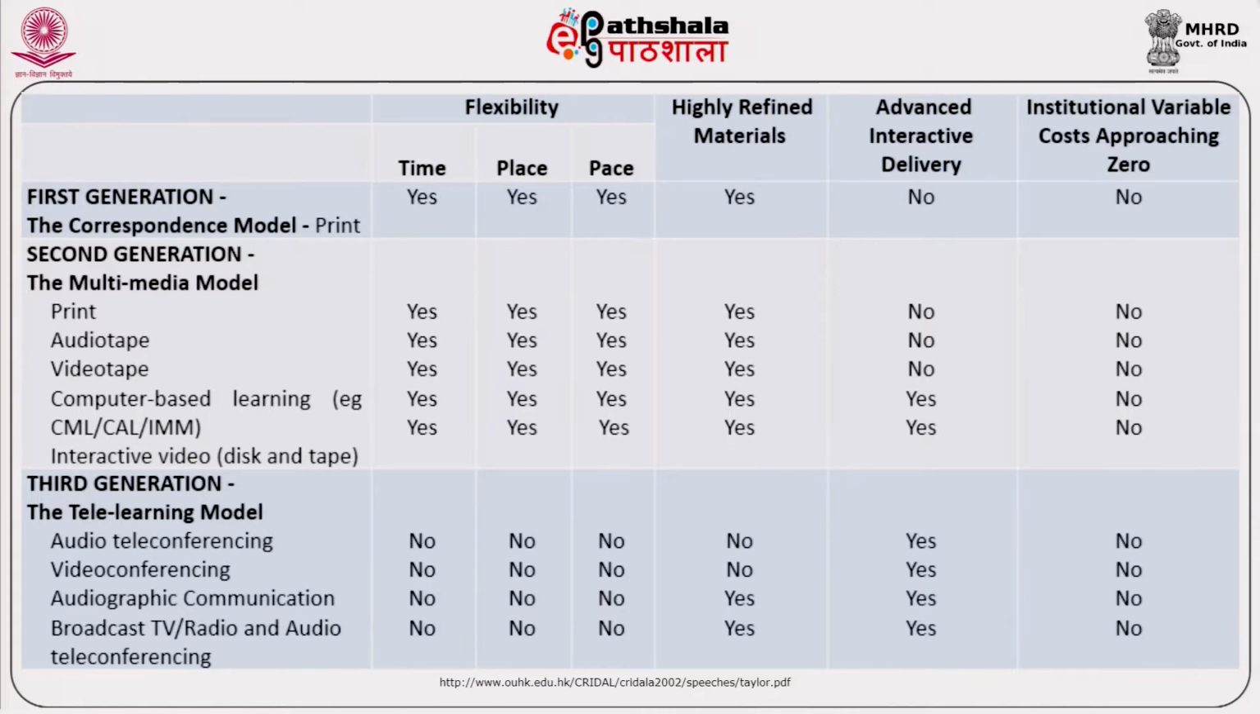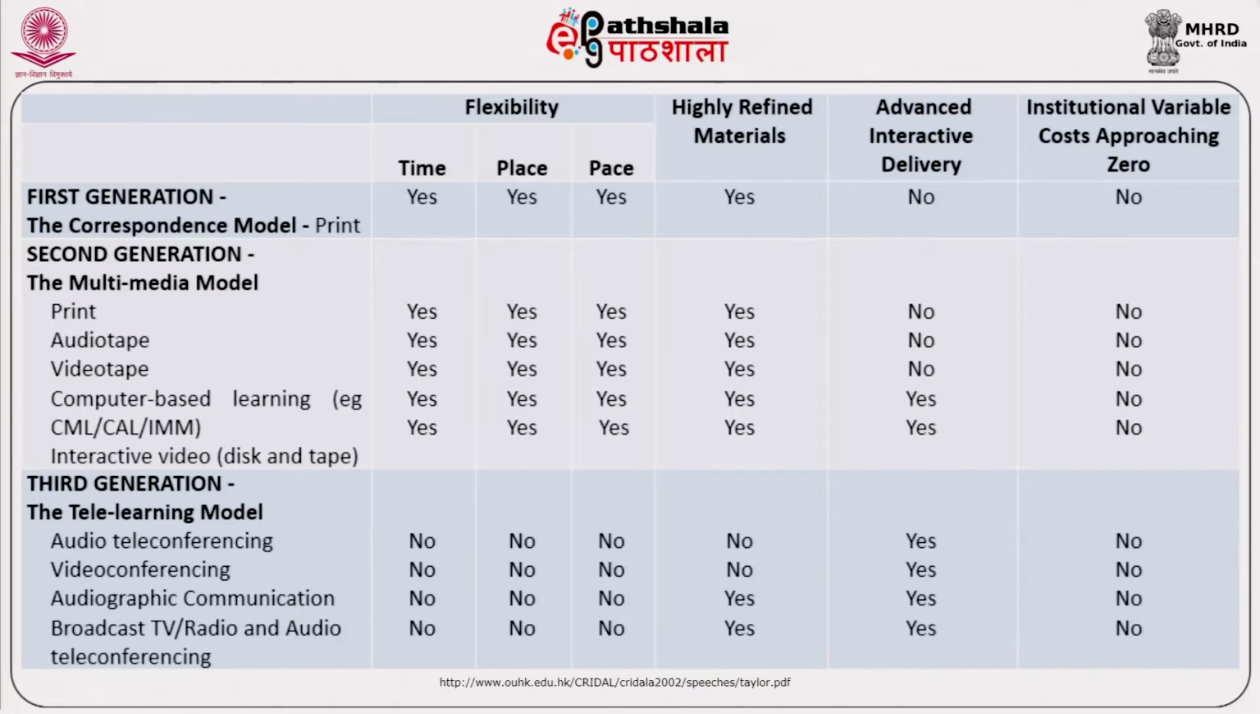In this particular part of the table, you can see that the first three generations are being compared with each other, and one can see that the first two generations have the flexibility of time, place and space, whereas the third generation does not give that kind of flexibility. The refinedness of material is definitely existing right from the first generation, but it would be more and more refined as one goes from the first generation to the later ones.